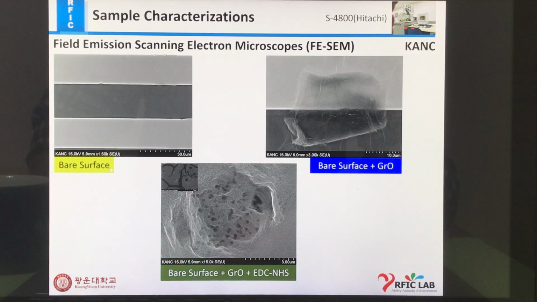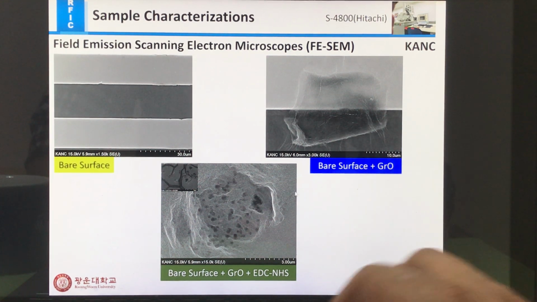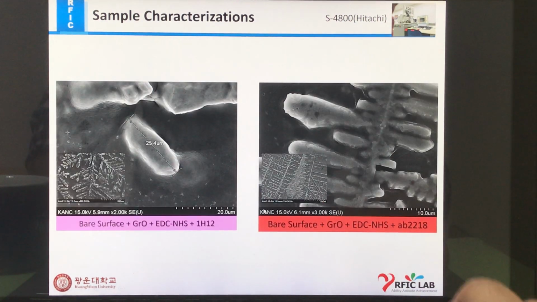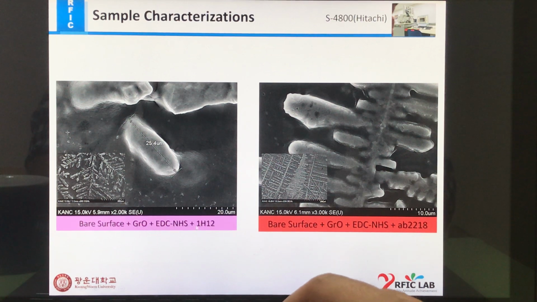It's a bare surface image, and this one is the bare surface with graphene oxide. Graphene flakes show on the surface, and this is the bare surface with graphene oxide and with EDC. EDC basically acts like a cross linker, to fix on the surface, to cross link between the bare graphene oxide and the EDC, and it also has some lone pair kind of things that easily combine with the antibody and antigen. That's why it shows the hollow structure, and you can see the branches at 200 micrometer for high quality images. And the bare surface, graphene oxide, EDC and 1H12.